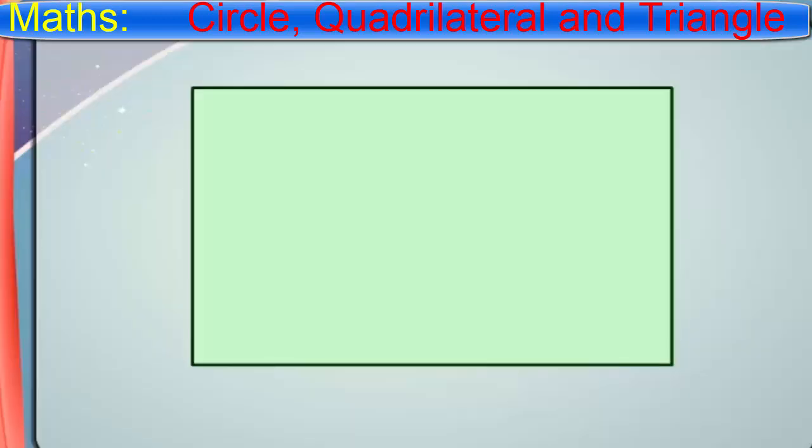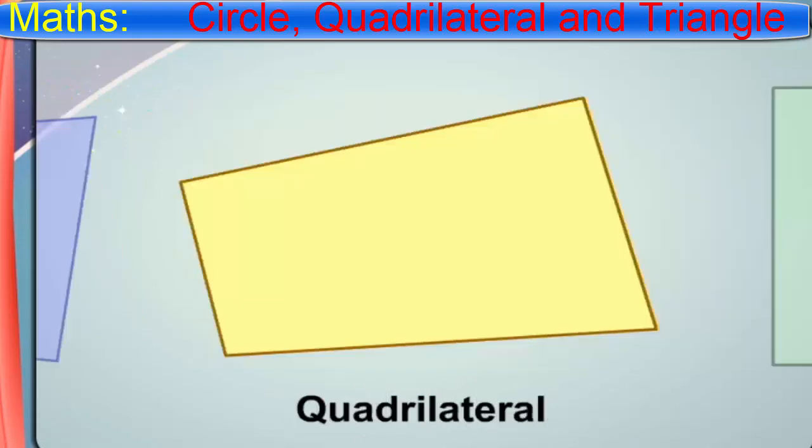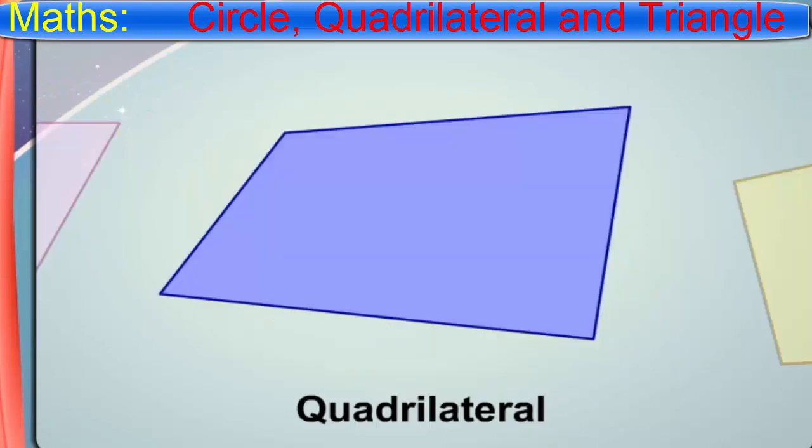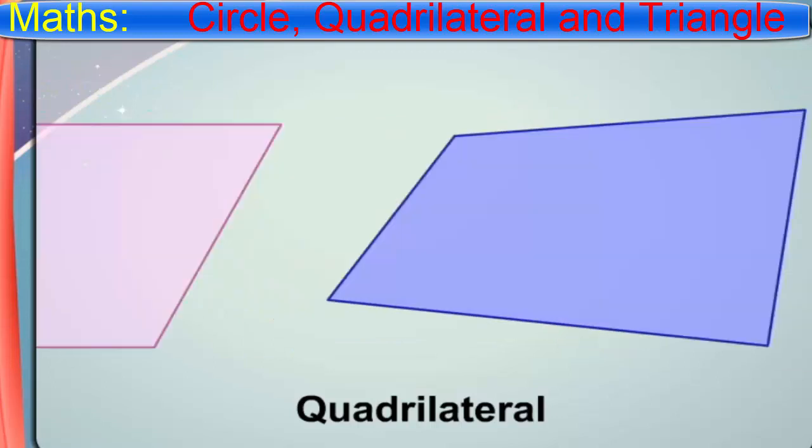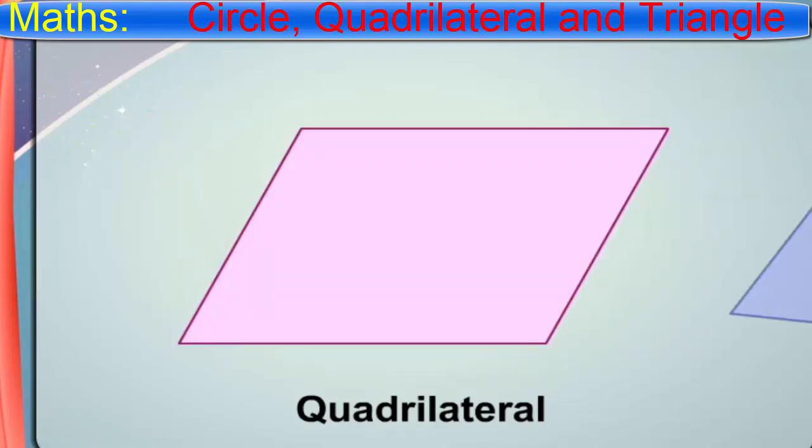Now look at this figure. Is it a circle? No, it is not a circle. You're right. It is not a circle. This is a quadrilateral. This is also a quadrilateral. This is a quadrilateral, and this is also a quadrilateral.